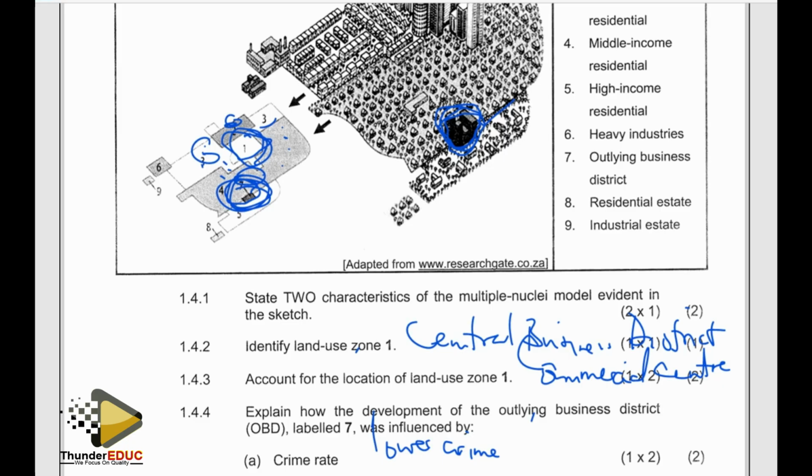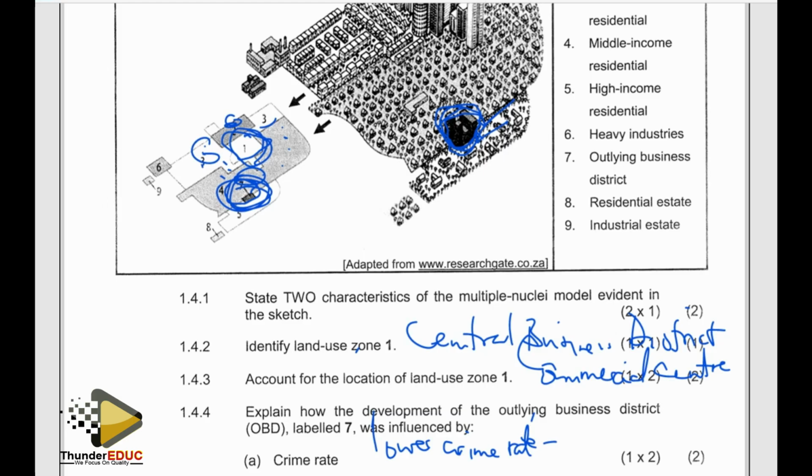There's lower crime in the outlying business district. We are comparing the main CBD versus the outlying business district. How do lower crime rates contribute towards the establishment of that business district? Given that there is less crime, it's safer for businesses to operate in this zone, and hence the development of this outlying business district. And also for the safety of the customers.